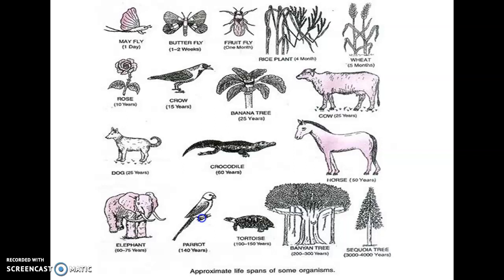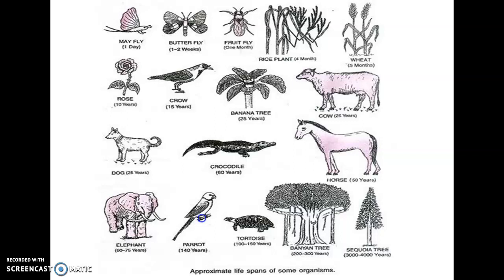Children, it is very interesting to note that it may be as short as a few days or as long as a few thousand years. Between these two extremes are the lifespans of most other living organisms. You may note that the lifespans of organisms are not necessarily correlated with their size. For example, the sizes of crows and parrots are not very different, yet their lifespans show a wide difference. Similarly, a mango tree has a much shorter lifespan as compared to a peepal tree.